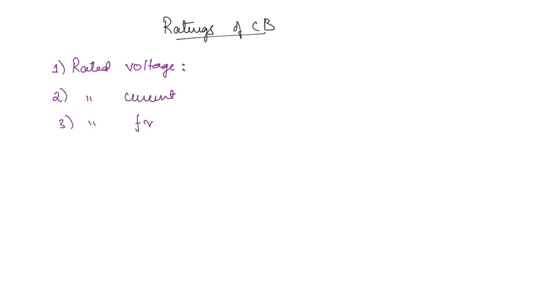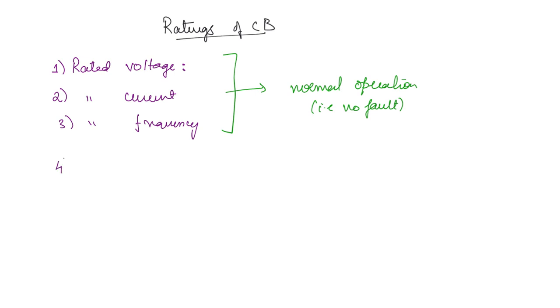Next we are going to discuss the ratings of the circuit breaker. So first, if you consider the rated voltage, this is nothing but the voltage that the circuit breaker must bear under normal conditions. Similarly, you have the rated current and rated frequency. So these pertain to the normal operating condition, that means there is no fault. Next we have the important ratings, the making current and the breaking current.